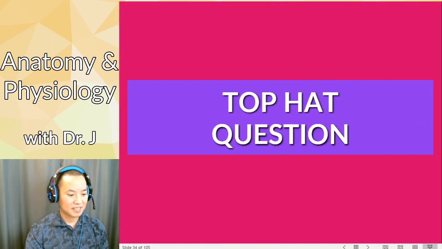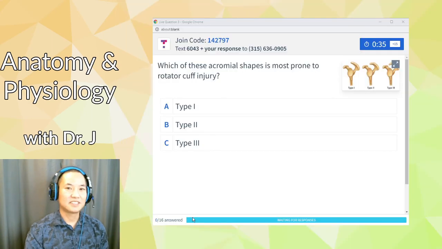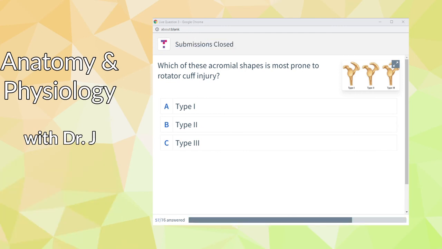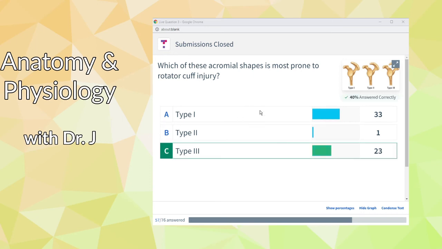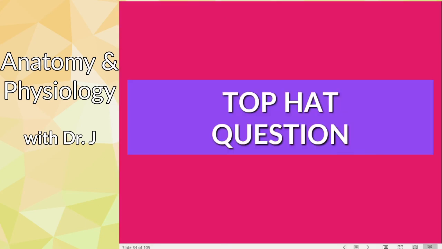Oh, let's go back to Top Hat. So which of these acromial shapes do you think is the most prone to rotator cuff injury? And remember, you can click on the picture itself to zoom in. All right, let's see what everyone's opinion is. It seems like people are divided between type 1 and type 3. So the interesting thing is that type 3 is more prone to rotator cuff injury. And why is that?